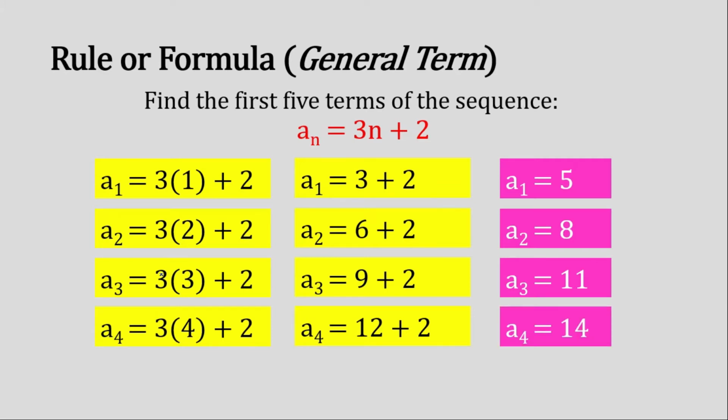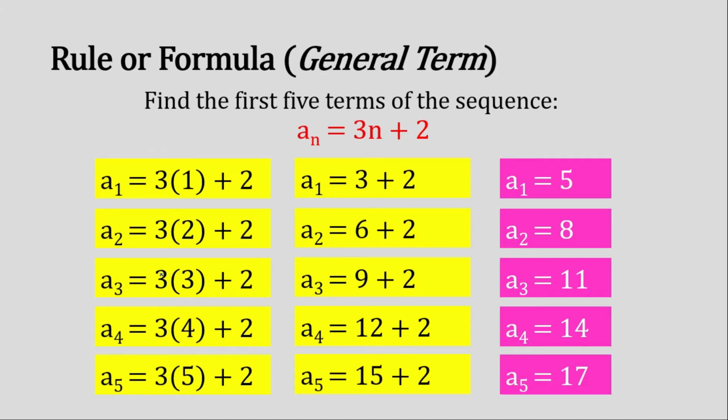That is 14. For the fifth term, a sub 5 is equal to 3 times 5 plus 2. That is 15. Plus 2 is 17. Therefore, the first 5 terms of this formula are 5, 8, 11, 14, and 17.